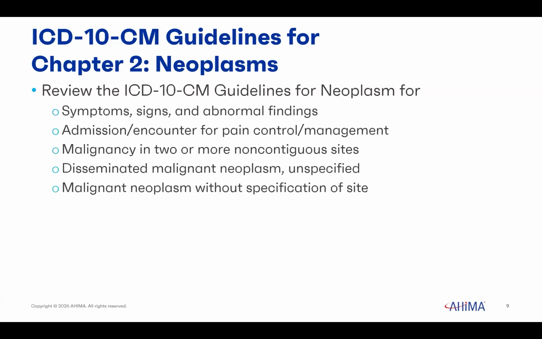Again, more things on the guidelines. Review the guidelines for such things as signs, symptoms, abnormal findings, encounters for pain control, pain management with cancer, malignancy in two or more non-contiguous sites, disseminated malignant neoplasms that are unspecified, and malignant neoplasms without specification of a site. Again, all these have specific guidelines, and there's a PDF showing the guidelines on Canvas that you can review and actually download.